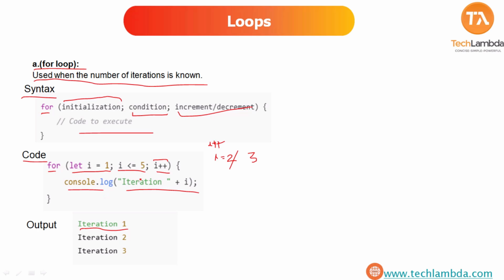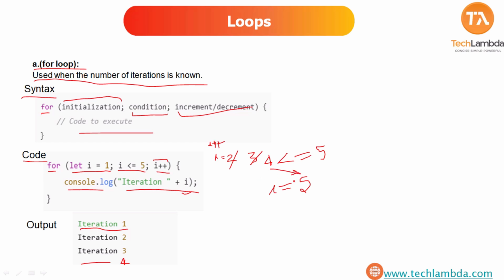Now again i++. The value of i is now 4, right? So 4 is less than or equal to 5. Is it true? Yes, it is true. So it prints iteration 4. Then again it checks the condition. After i++, the value of i after the update is 5, right? It increased i from 4 to 5.